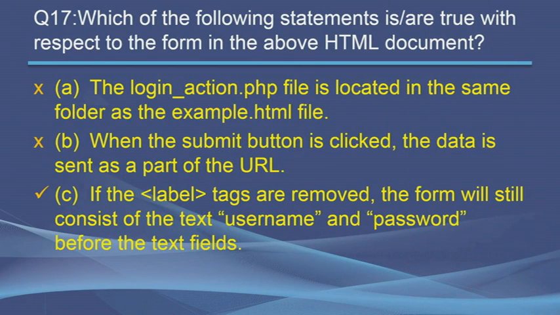If you are using the get method, this would pass the data in the URL, but it is using the post method, so it will pass them as variables to the action login action.php file and not via the URL. If the label tags are removed, the form will still consist of the username and password before the text field. It will, because labels are there to categorize and make it prominent in HTML, but if you take the label tags away, where you can apply different styles, they will still work with the username and password being displayed as text fields.